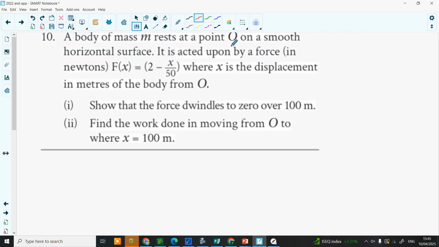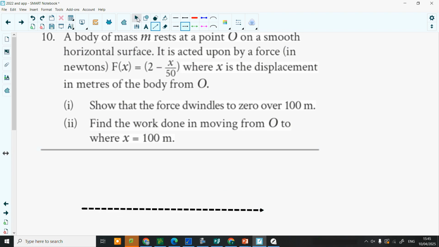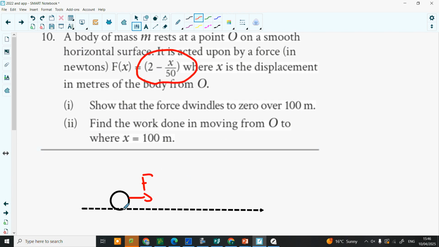Okay, a body of mass M rests on a point O on a smooth horizontal surface. It is acted upon by a force in newtons. So basically, my particle, which I'm depicting by a circle, gets pushed with a force F, which is equal to this here. It starts off at point O, and X is the displacement from its original position. If it ends up here, that'll be a distance X. Is that all right?